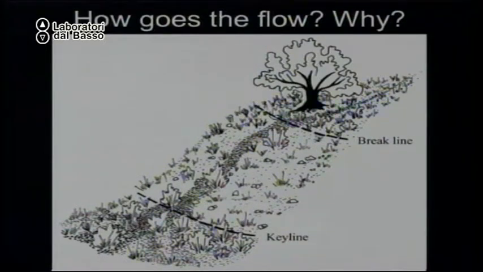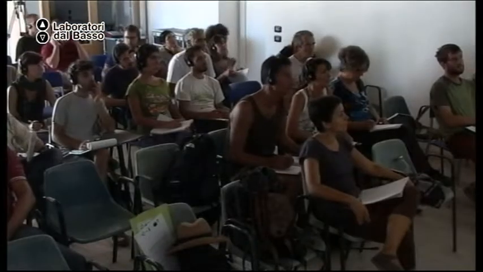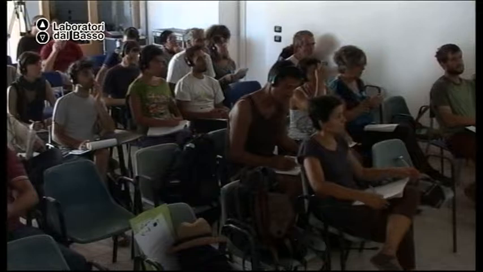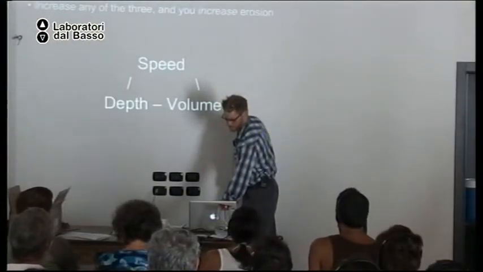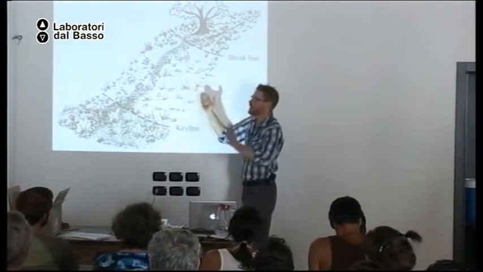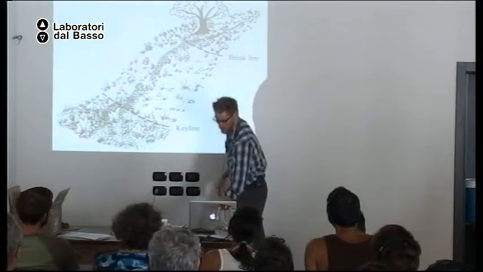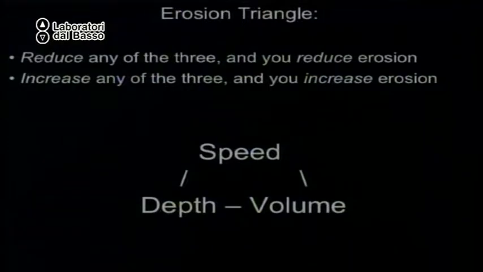And on this slope, are we going to have more erosion here or here? Down? Yes. We'll have more erosion here because we will also have more volume. Okay? Because all the rain hitting here will move there too. All right? And if the water flowing along here concentrates into a channel, we will also increase the depth and have even more erosion.